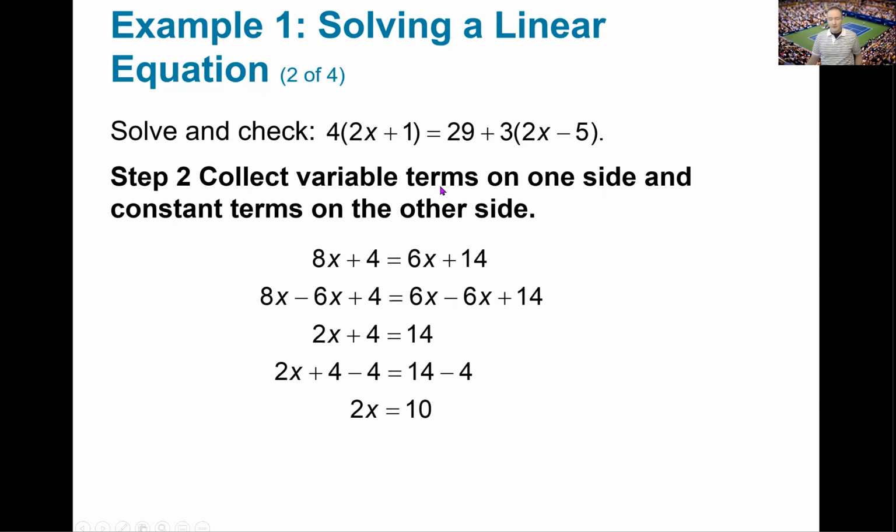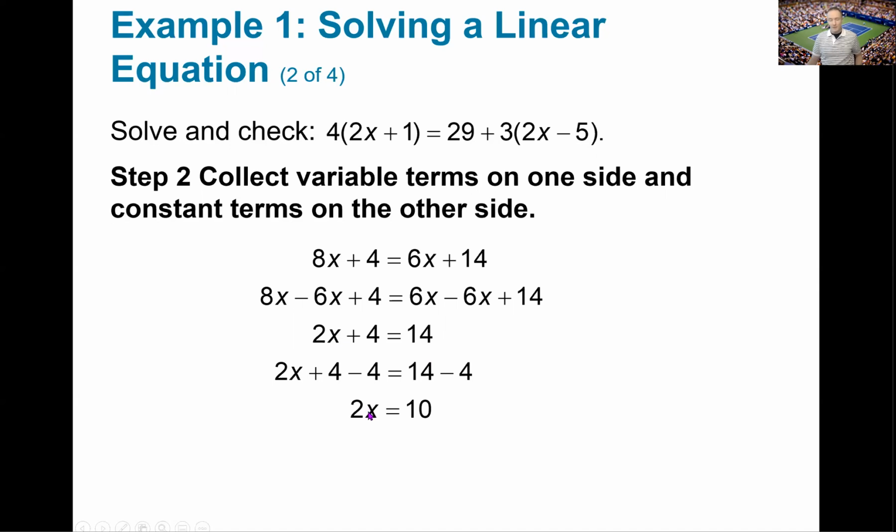I want to collect the variables on one side and the constants on the other side. So in this case, I'm moving the variables to the left-hand side. And when I do that, 8x minus 6x just gives me 2x plus 4 equals 14. You could have gone ahead in this same step and moved the constants to the right. I chose to do that in another step to make sure you see every single step here. If I subtract 4 on each side, well, 14 minus 4 is 10.